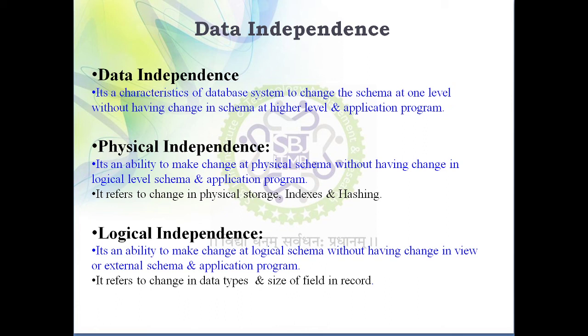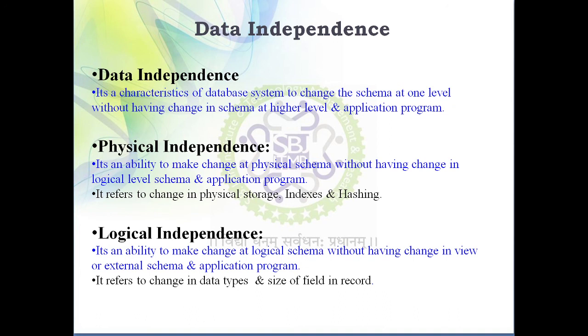So what do we mean by physical data independence? It's the ability to make a change at the physical level schema without having a change in the logical level schema. Now I will give a simple example to illustrate this. We know what information is known to the user at the physical level: how the data is being stored. Suppose I change the physical storage or index or hashing, does it make any kind of change to the data present in the table? The answer is no. So this is physical data independence. Suppose I make any kind of change in the structure, it doesn't make any kind of change in the data present in the table. So this is an example of physical data independence.